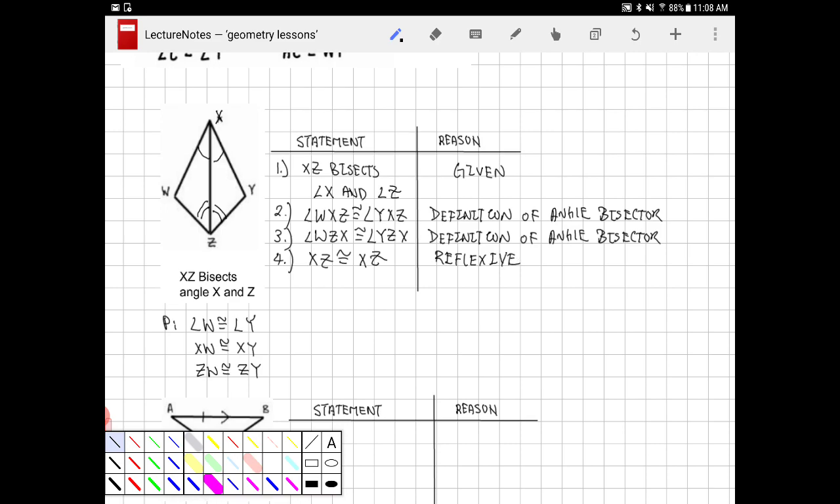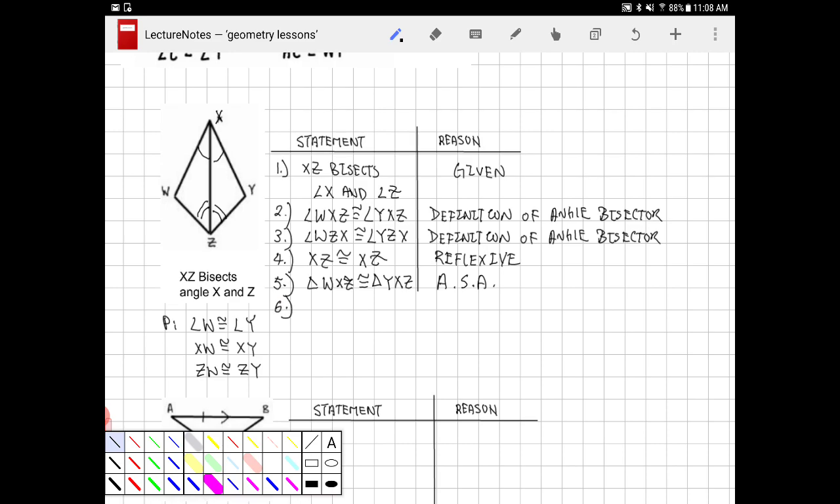Having established all these things, we can then safely conclude on the fifth step that triangle WXZ will be congruent to triangle YXZ. And this is again because of the angle-side-angle theorem.